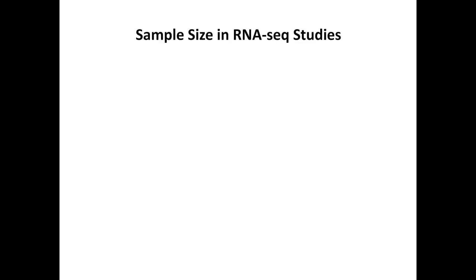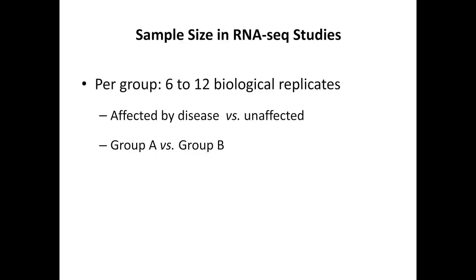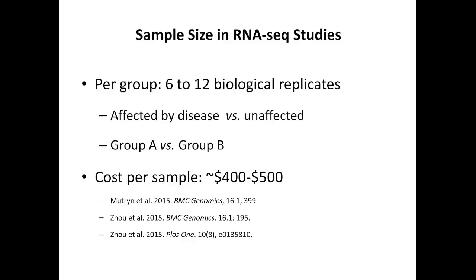The first thing I would like to discuss is the sample size in RNA-seq studies. Most RNA-seq studies have a sample size of 6 to 12 biological replicates. Typically, we compare, for example, samples affected by disease versus unaffected, or group A versus group B. Usually the sample size is not so big, 6 to 12 biological replicates, and the cost per sample is about $400 to $500.